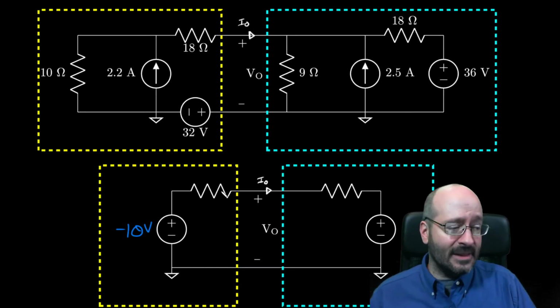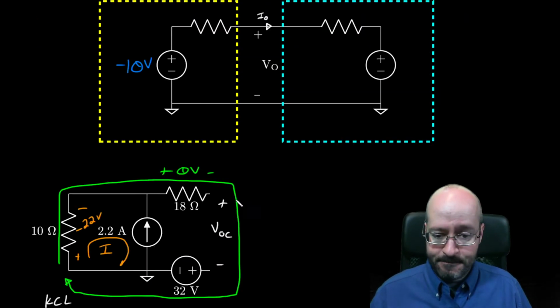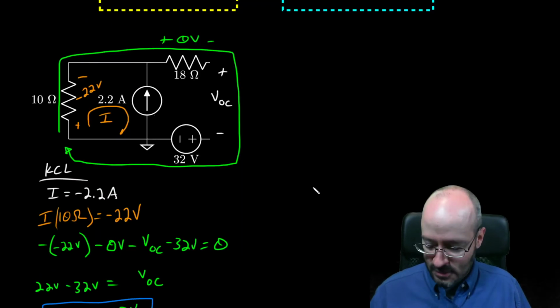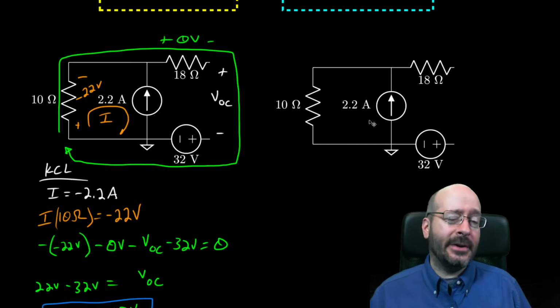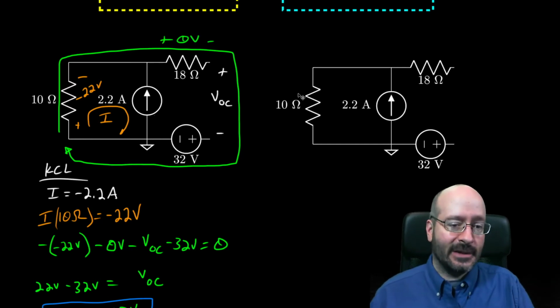Next step is to find the Thevenin resistance here. So let's do that right next to it. I'm going to grab another copy of the circuit. You end up redrawing a lot of circuits in these sections.